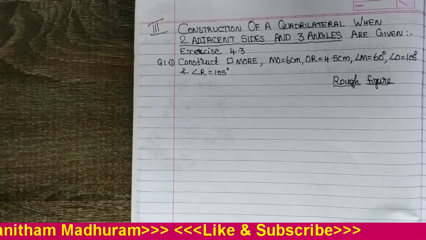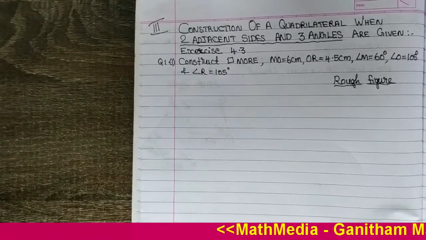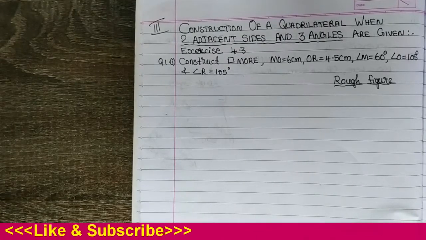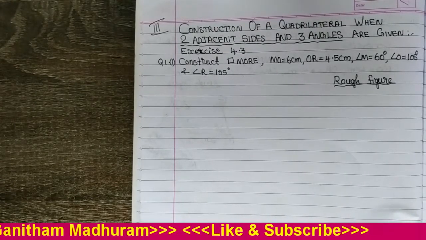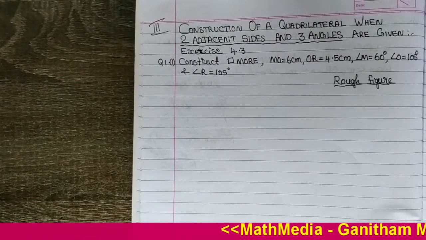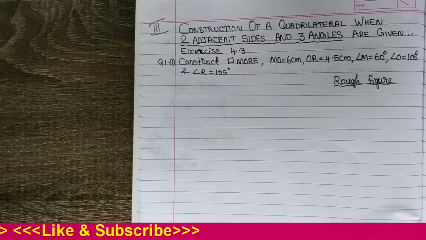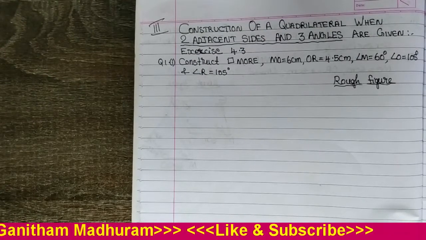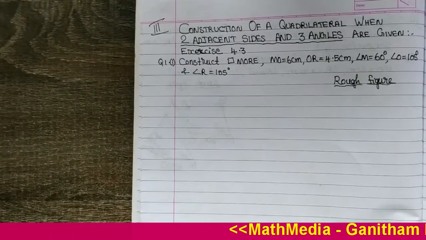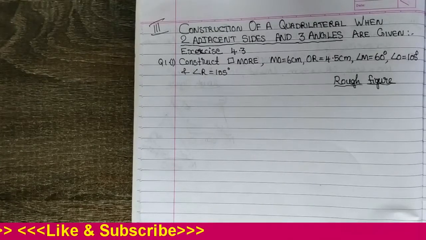Everyone, today I am going to discuss construction of quadrilateral, third type. When two adjacent sides and three angles are given, then how to construct a quadrilateral. As you know, to construct a quadrilateral, we need minimum 5 measures. Here the 5 measures are 2 adjacent sides and 3 angles.